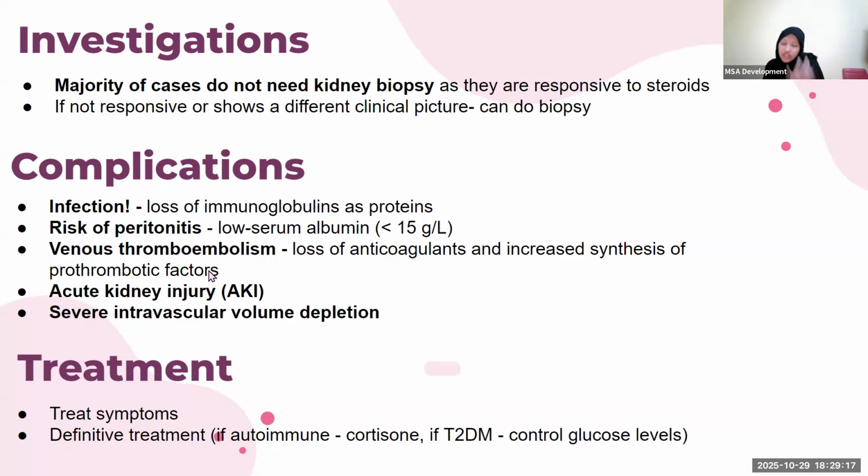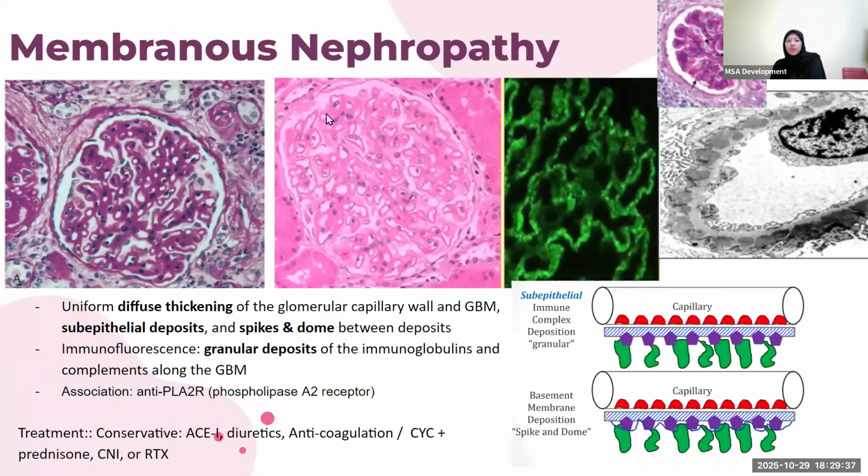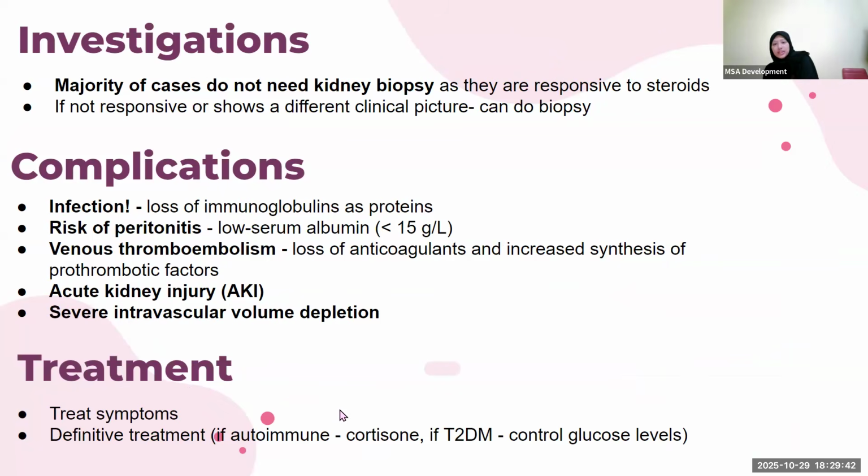Another important complication is venous thromboembolism. Again, loss of anticoagulants, loss of all these different types of proteins is going to cause increased risk of thromboembolism, infection, and so on. If they are not treated, it can ultimately cause acute kidney injury because the kidneys are being damaged. Okay, so this is why we mentioned anticoagulation as one of the treatments in nephrotic syndrome because of this reason.